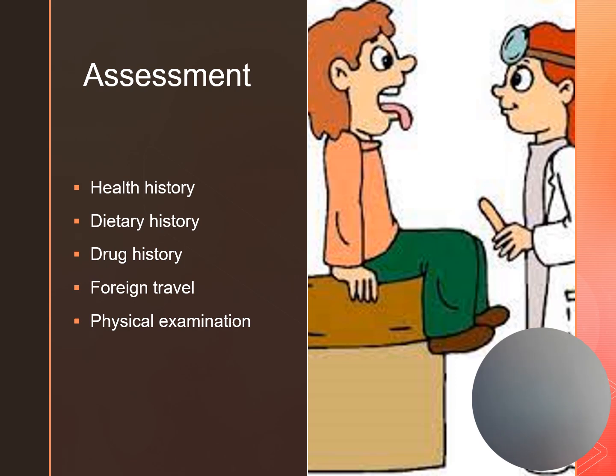Have they had any foreign travel? We do know that malaria and parasitic roundworms are common with travel and can cause anemia. When we do our physical exam, be sure to look at the skin for the color, temperature, ecchymosis, other lesions, and check the pulse to help determine inadequate hemoglobin levels.